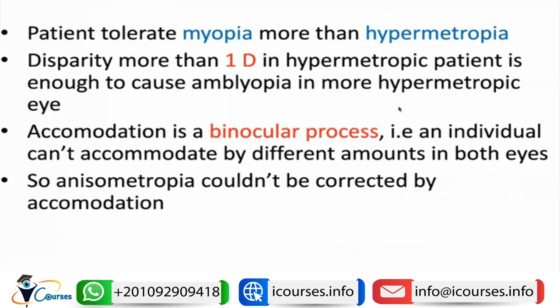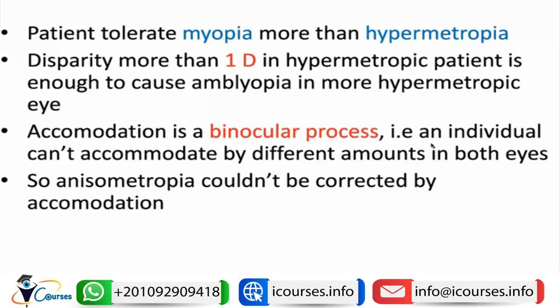So you may wonder: if the child has a -2 eye, and this eye is myopic and can see well, and the other eye is a +2, there will be a difference of about 4 diopters. So this child has anisometropia, and the +2 eye is more prone to develop amblyopia, because the child cannot compensate or cannot tolerate the hypermetropia.